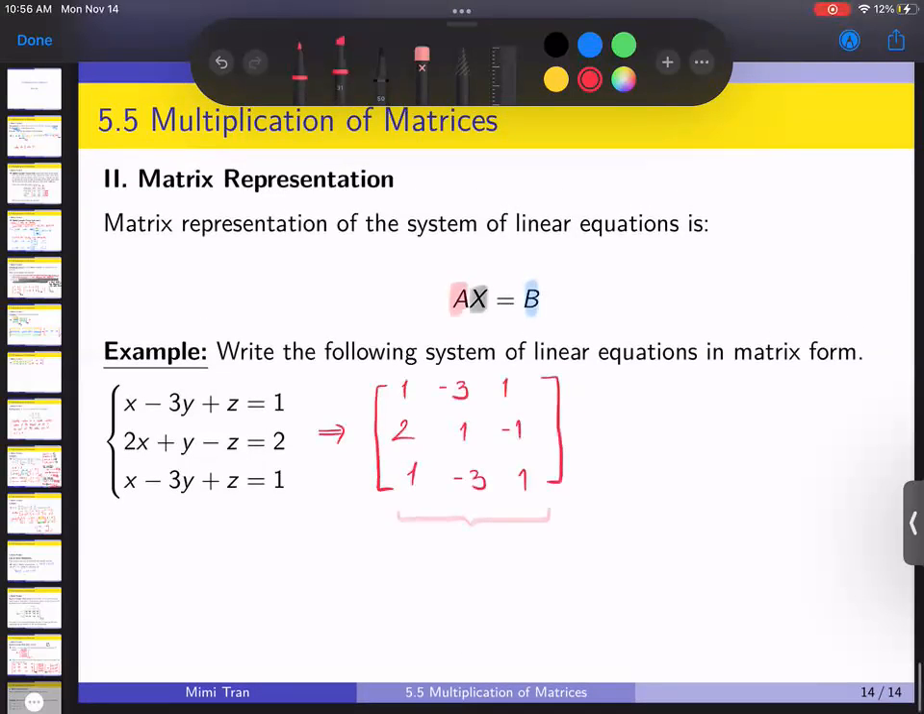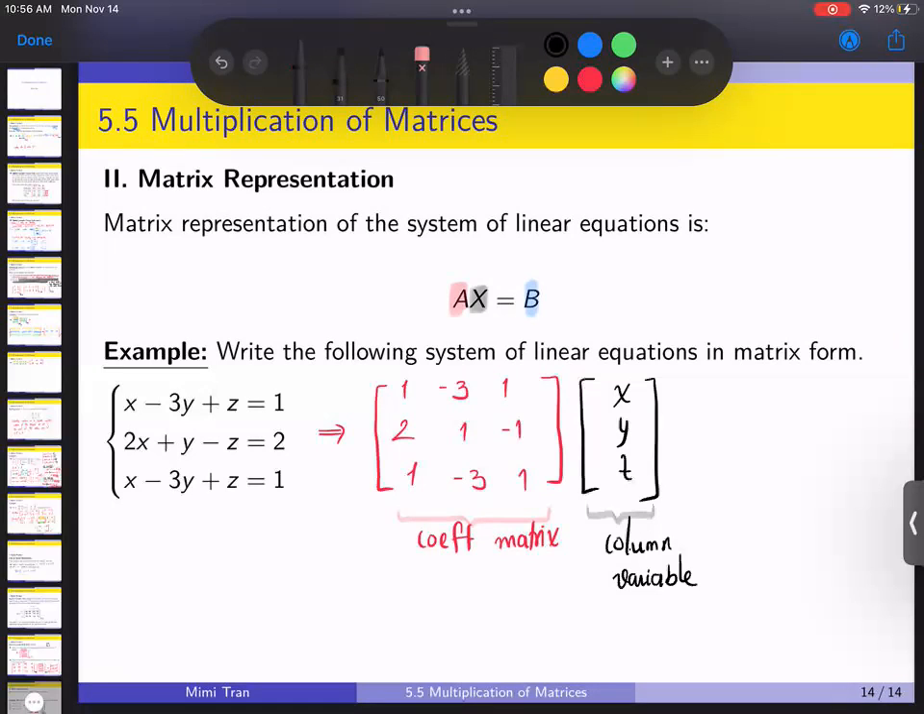I don't know if you remember. X is the variable matrix. Here we have 3 variables, so the capital X represents little x, little y, little z. So just a column of variables, X, Y, Z. I don't remember the exact name in the book, but I'm just going to call it the column variable. It's not important that you know the names, it's important you know how to do it.